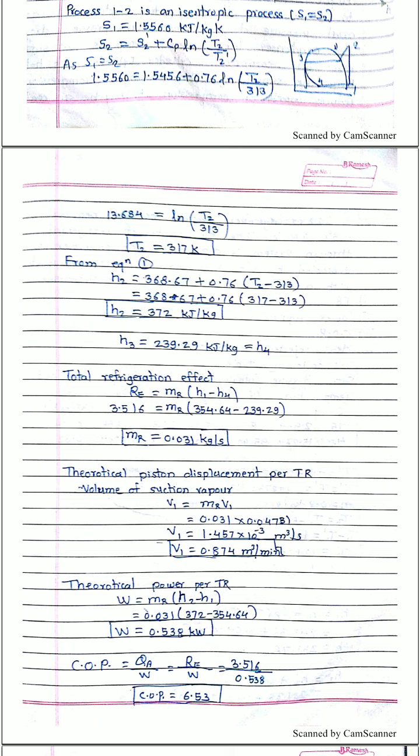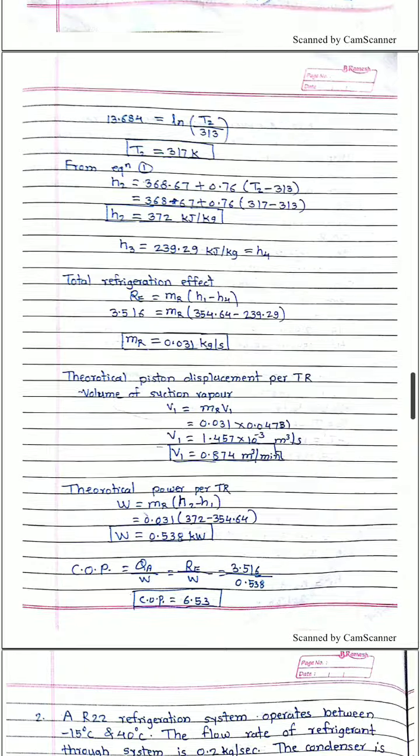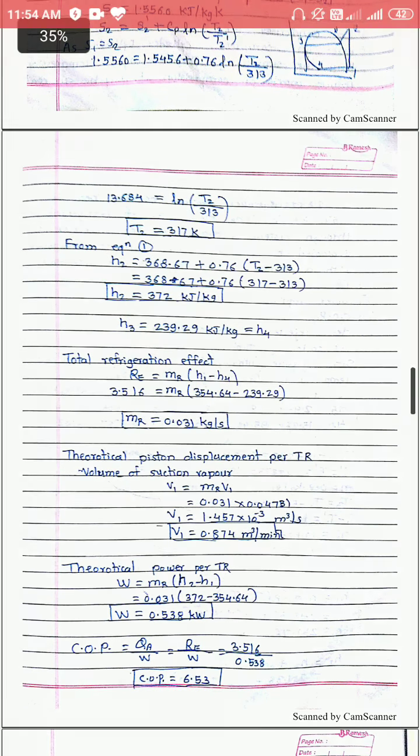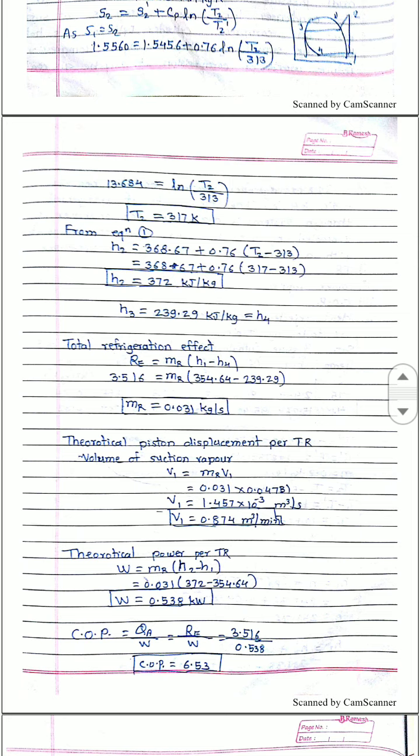Now the last term that we have to calculate is the COP, and we know the COP is the refrigeration effect divided by work done or power required. So COP is equal to QA divided by W, that is refrigeration effect divided by power. The refrigeration effect is 3.516 divided by the power, 0.538. If we take the division of this, COP is equal to 6.53.